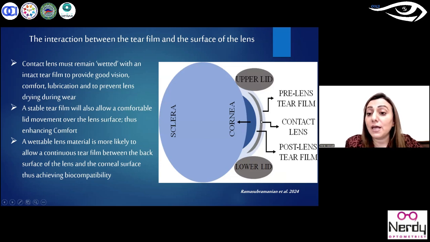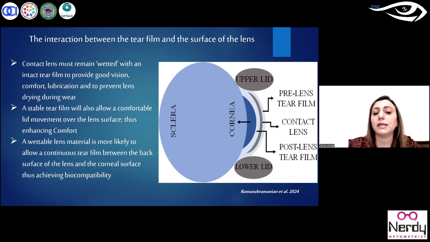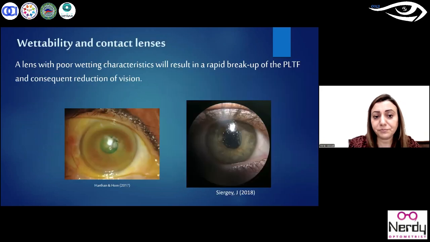So the lens is wettable. It affects the stability of the pre and the post lens tear film. And this is what all manufacturers are looking for or hoping for: that even with the lens inside the eye, it should support a stable pre and post lens tear film.